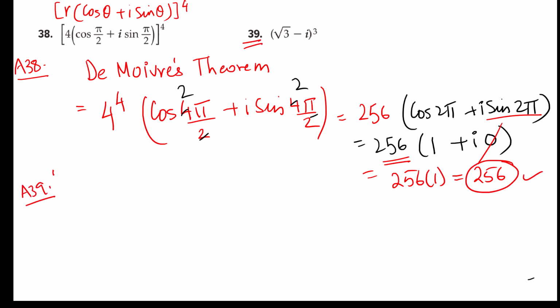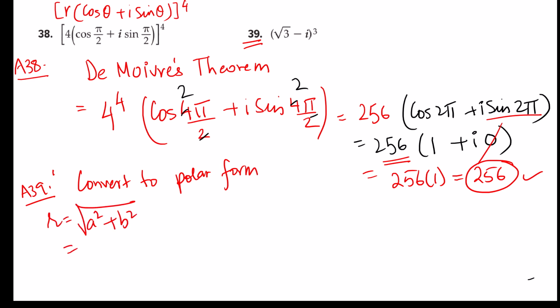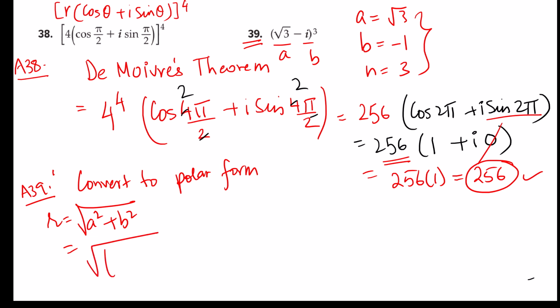For 39, one additional step is to convert to polar form. So again, I will use the same formula, r equal to square root a square plus b square. A is square root 3 and b is 1. Don't take iota, this is very important. So a is this, b is minus 1, and the power n is 3. Okay, these are the three variables. Let's plug in. Take the square, use your calculator. So this will come out to be 2. So that's your value of r.